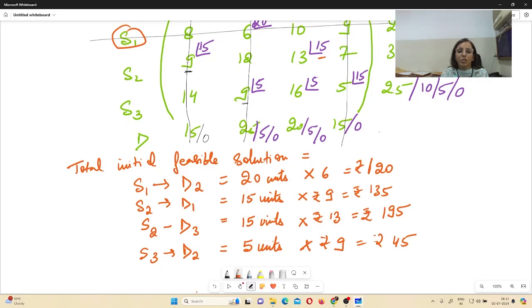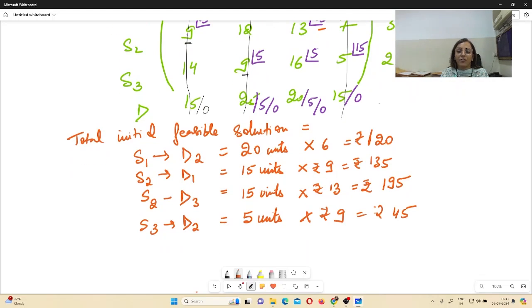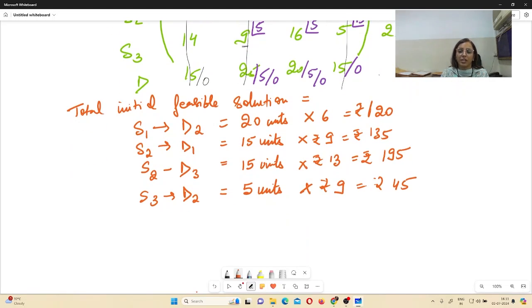Now from S3 to D3, that is 5 units at a rate of rupees 16, right? Now this is the second last unit, S3 to D3. How many units are there? 5 units, and that multiplied by the rate of rupees 16 will be equal to rupees 80, right? Now coming to the last, that is S3 to D4, the last unit from S3 to D4.